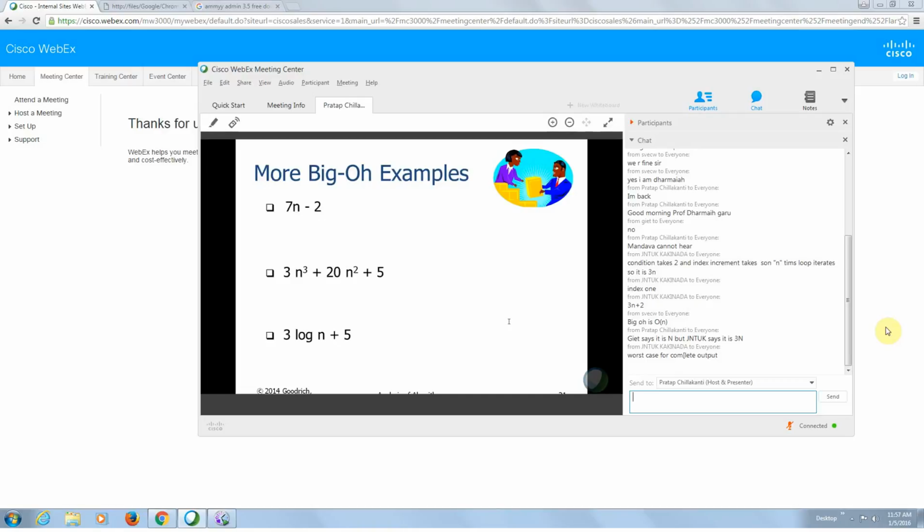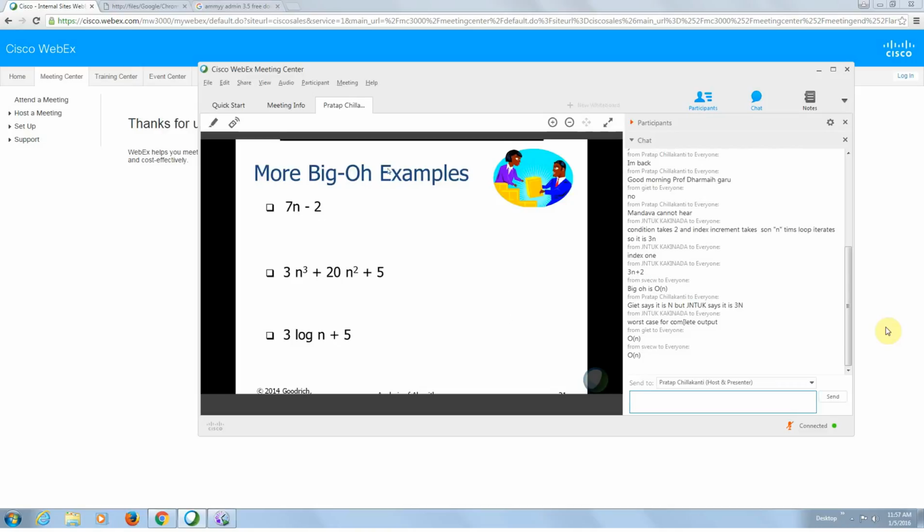So here I'm talking about bigger examples. Before I hit the return button, what is the order of 7n minus 2? Quick, it's a one second answer, right? Anyone can type in the chat, then I'll hit the return button. Order of n, you're absolutely right.